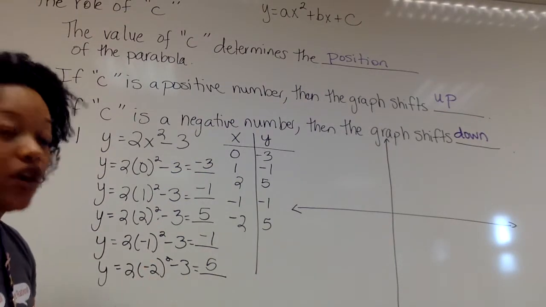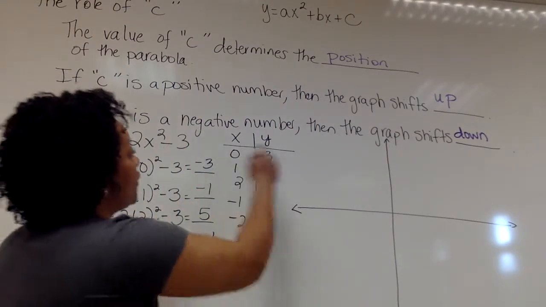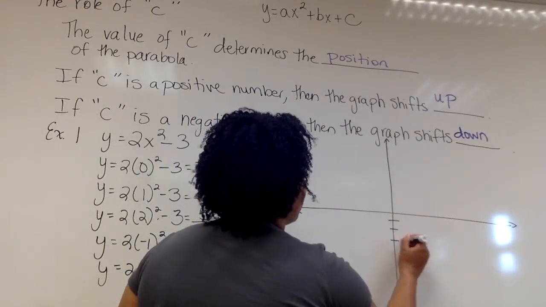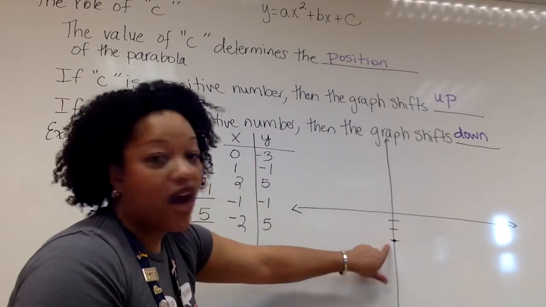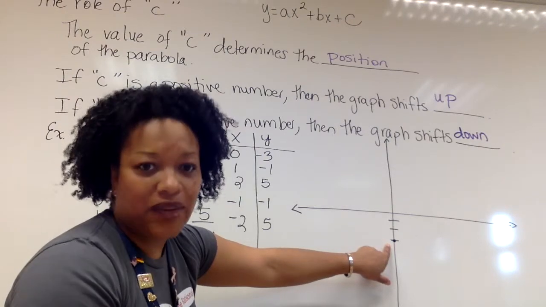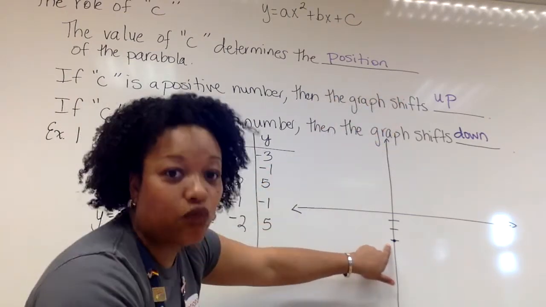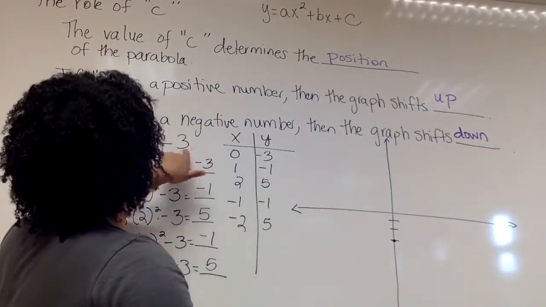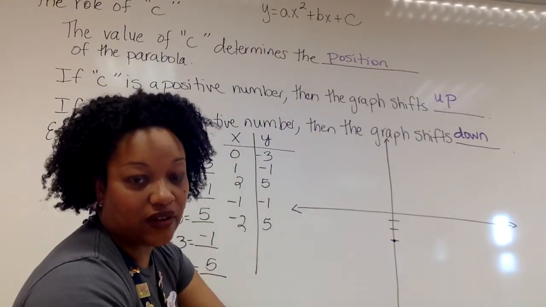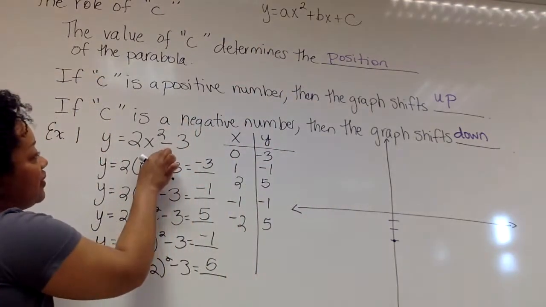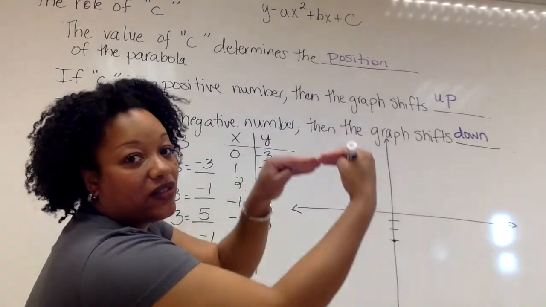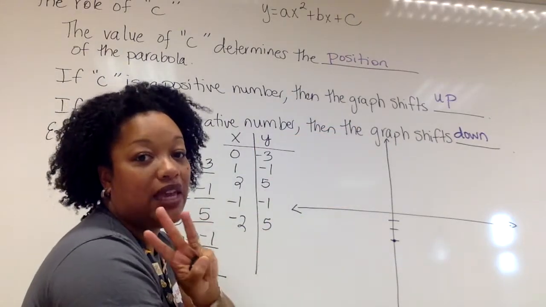All right? So let's plot our points. The first one is (0, -3). So you see how far we're shifting down here just a little bit? You may not see it this early, but that's where the shift is. Whatever C is, that's the shift, right? So since my C is -3, my parabola is going to shift down 3 units.